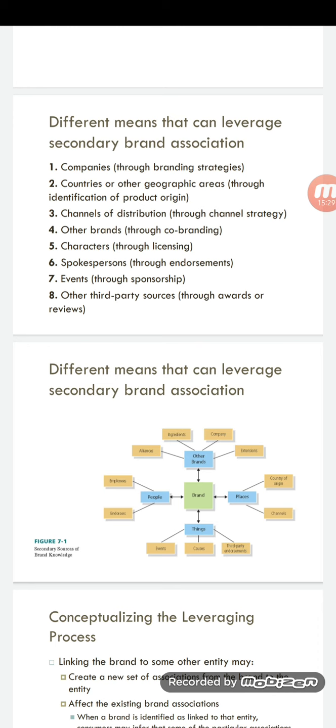Now, as we proceed further, I am going to give you a second assignment, which is the different means that can leverage secondary brand associations. There are 8 points mentioned over here. You need to come up with an example for each of these 8 points. You have to write an example of a company through its branding strategy, and also justify why you think this particular company is used as a secondary association. The points are country, channel of distribution, co-branding, characters, spokesperson, events, and other third party sources. So this is your second assessment for the day.